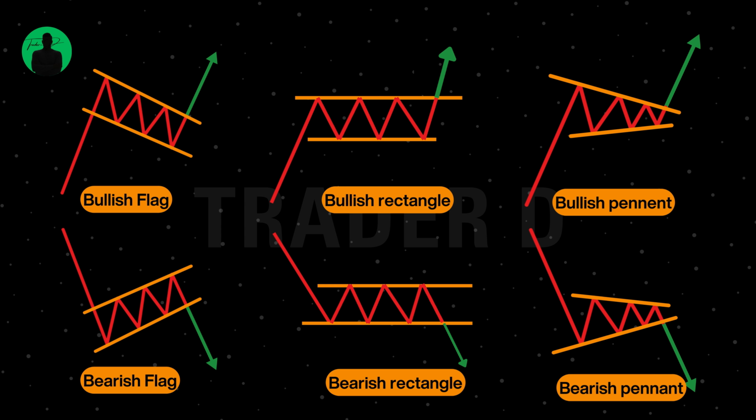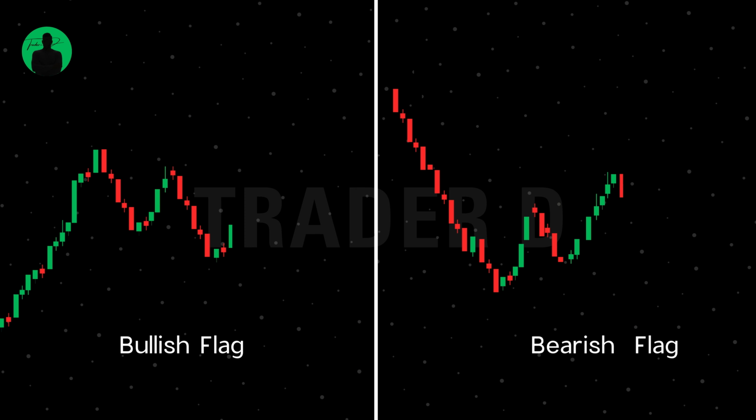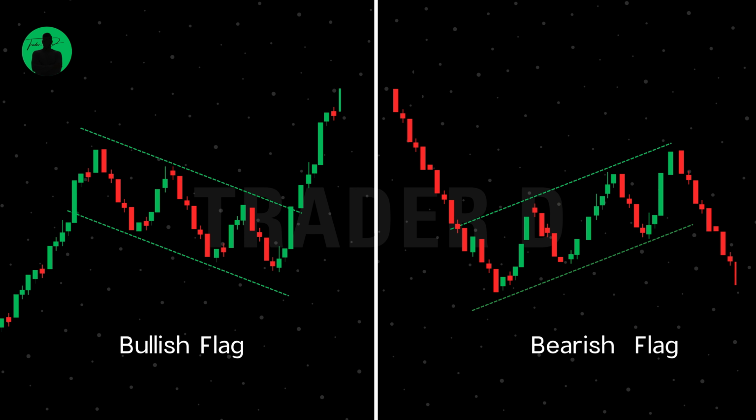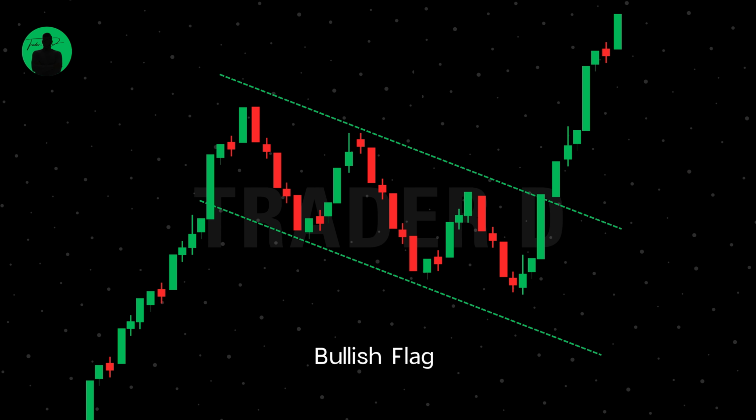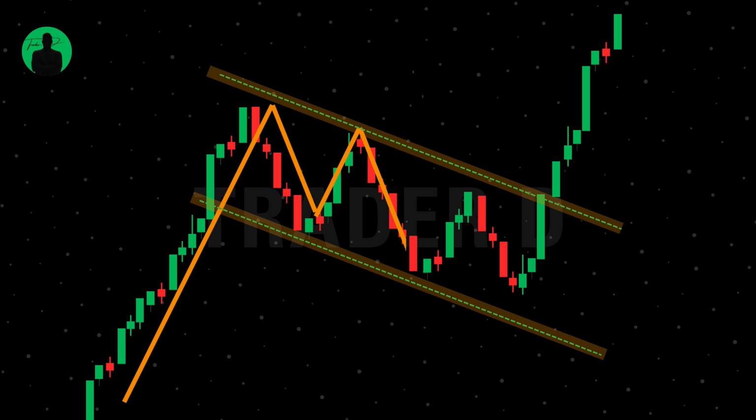For example, take the flag pattern. In this pattern, two trend lines move in opposite directions, converging towards each other, and the price action becomes tighter within this range. Let's talk about the bullish flag pattern. A bullish flag is a continuation pattern, which means the price is likely to continue moving in the direction of the previous trend. In a bullish flag, after a sharp upward movement, the market consolidates, with two parallel downward trending lines forming the flag. Once this flag pattern forms, we wait for a breakout above the upper trend line, as it often signals a continuation of the upward trend.